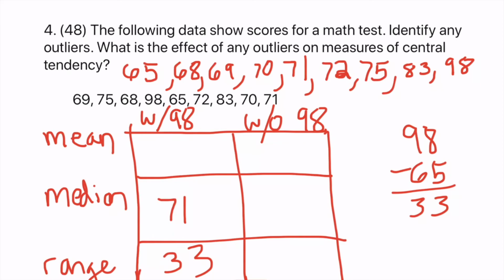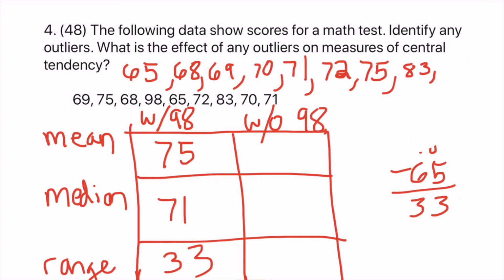So for our mean, we have to add up all of the data and then divide by however many pieces of data there are, which is 9. So if we add all that up together and divide by 9, it comes out to 75. Okay, so that's all of our measures of central tendency with the outlier.